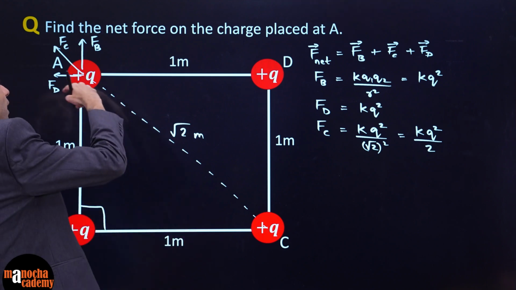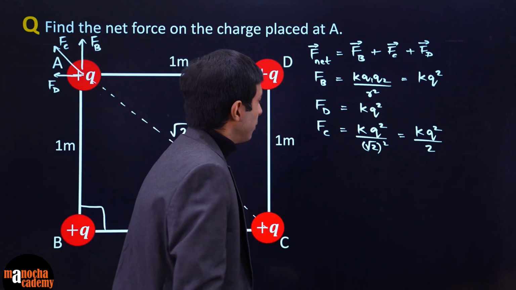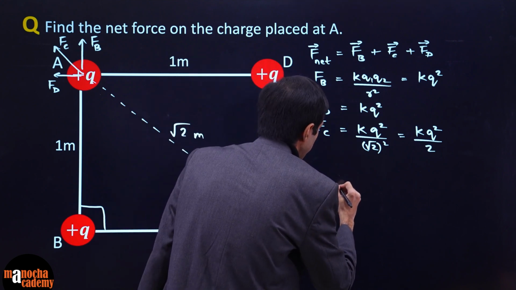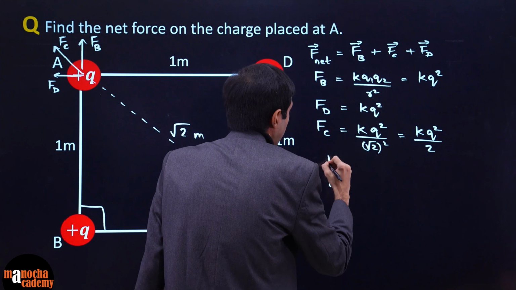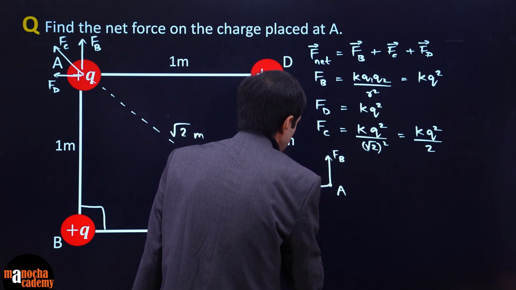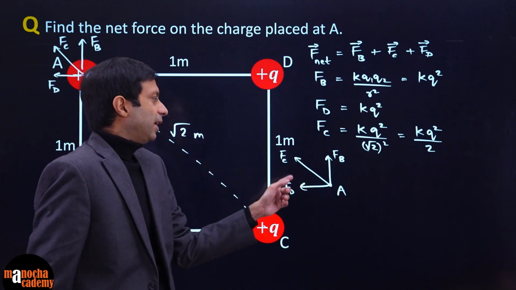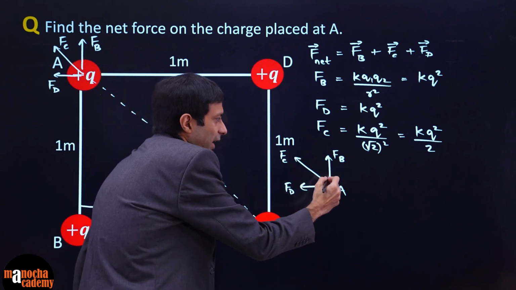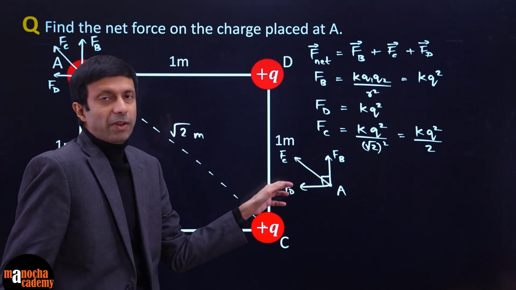Now, how do we do the vector sum? This is the important thing. How will you do the vector sum here? Because you can see we have three forces, right? This is the point A. We have FB along this direction, we have FD along this direction, and we have FC along this direction. FB and FD are making an angle of 90 degrees. So how do I do a vector sum of FB and FD?